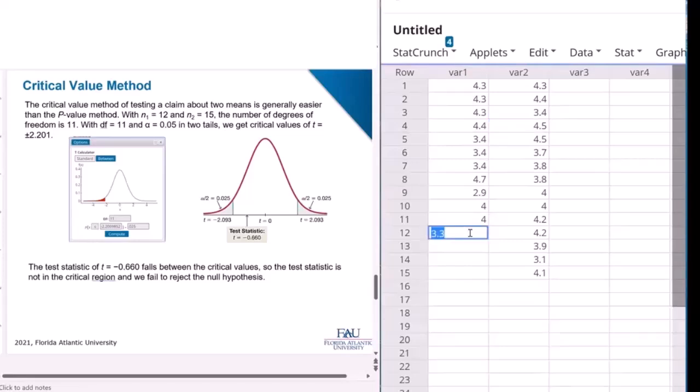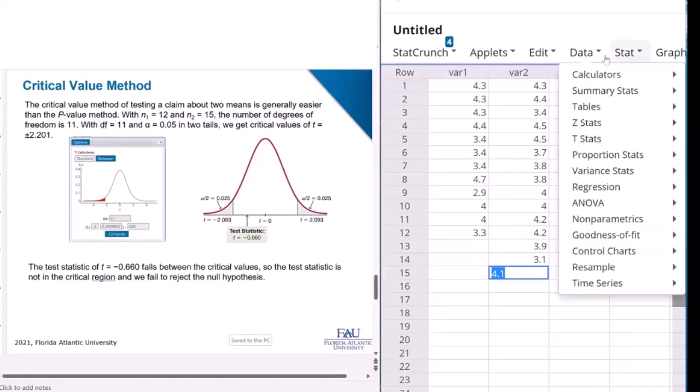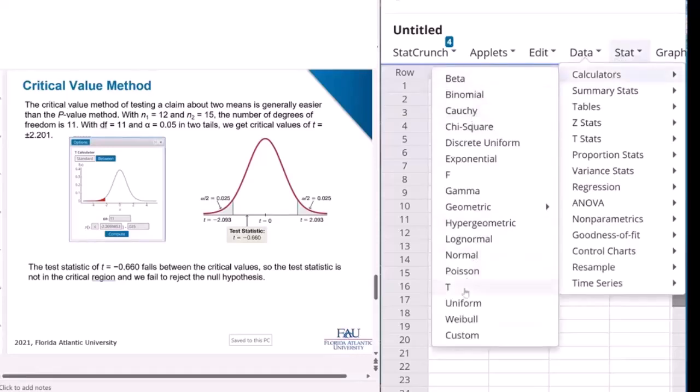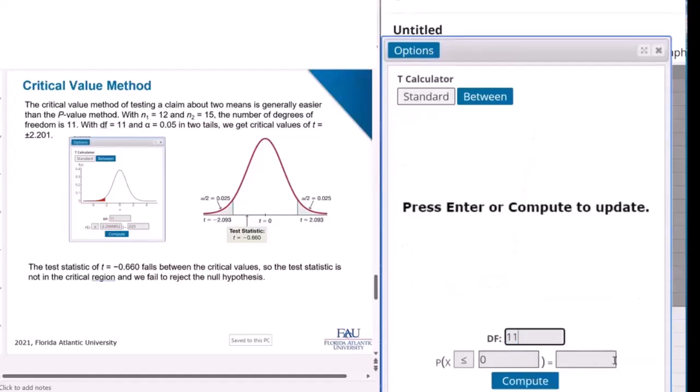I have 12 pieces of data for n1, and I have 15 pieces of data for n2. And the number of degrees of freedom, always we take the smaller value and subtract 1. That gives us 11. And our alpha is equal to 0.05. In two tails, we have 0.025 in each tail. If we want to find out what the t is there, we can go to stat, calculators, t, and I have 11 degrees of freedom.